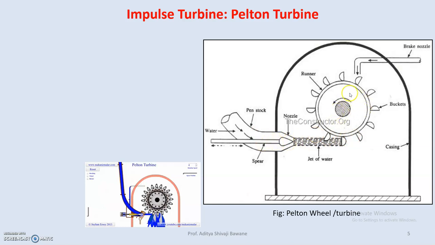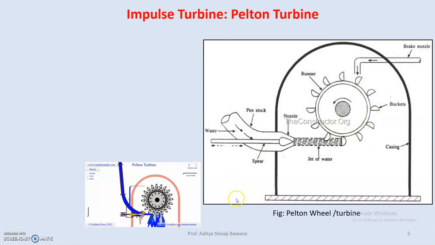Now the next parameter is the bucket and the runner or rotor. The buckets are hemispherical in shape, and the runner is nothing but one disc on which a number of buckets are placed at equal intervals. Normally the number of buckets is between 11 and 16 for maximum efficiency.